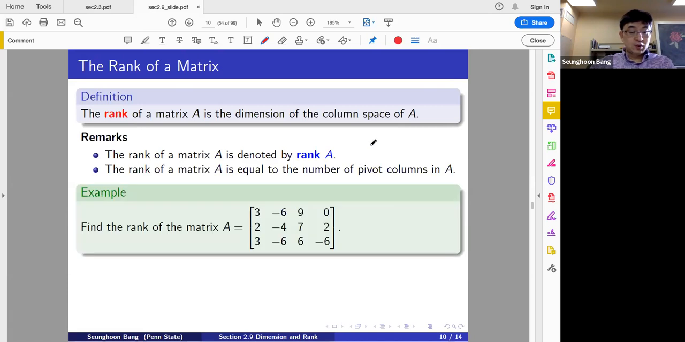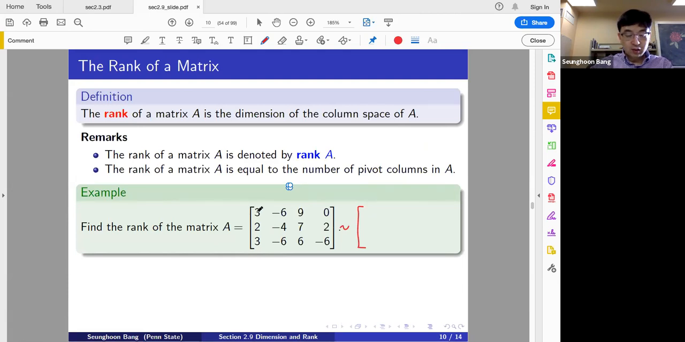In this example, find the rank of the matrix A. How can you find the rank of matrix A? This is the idea: you can change this one to echelon form. So how can we change this?